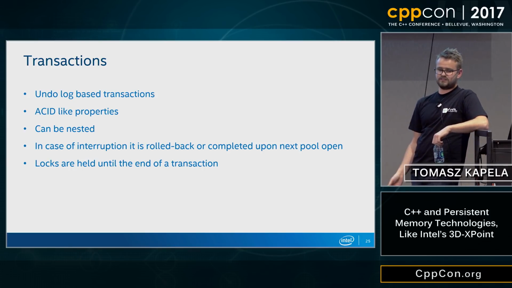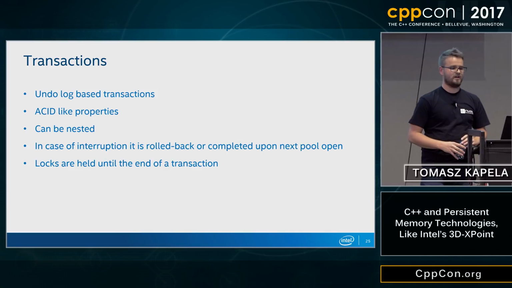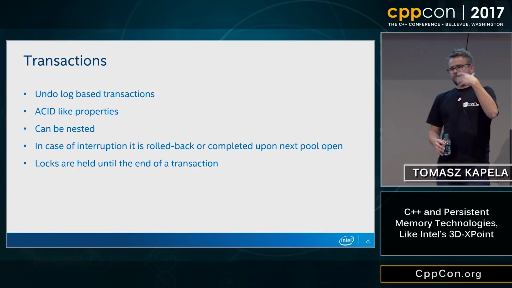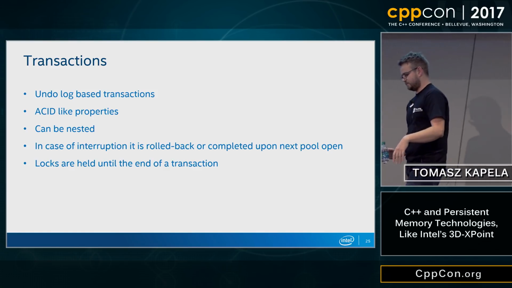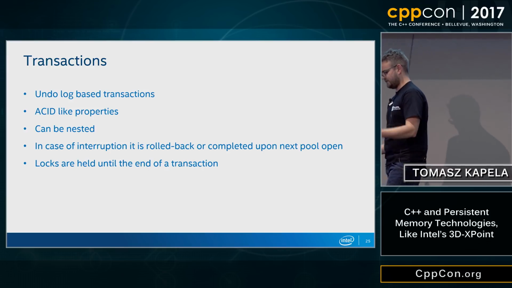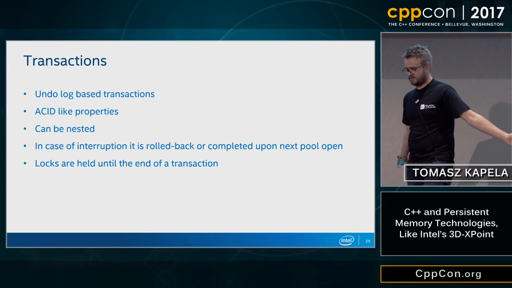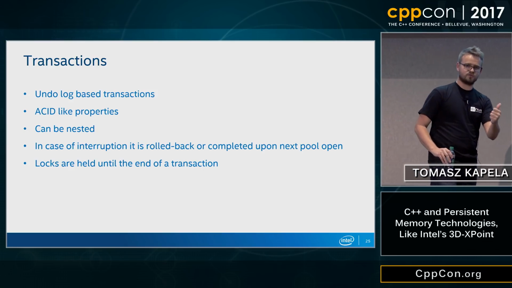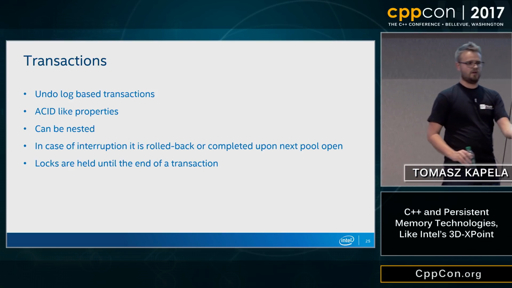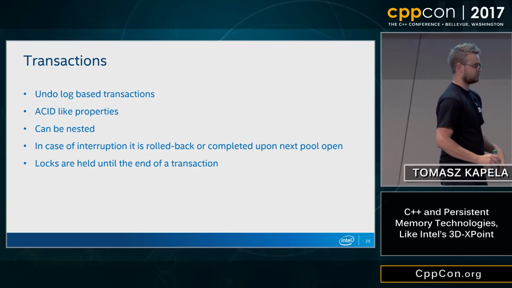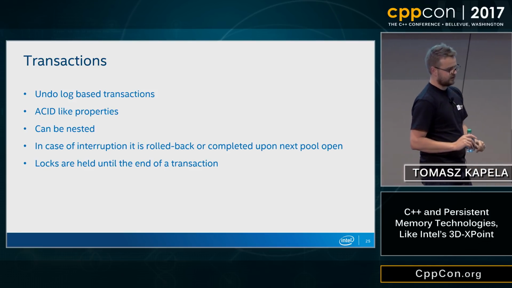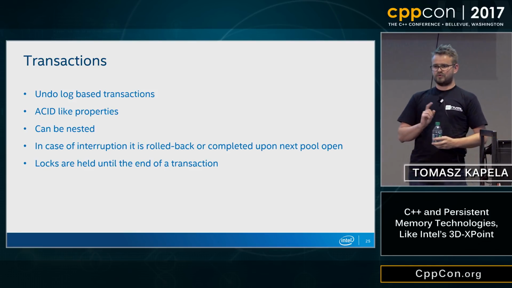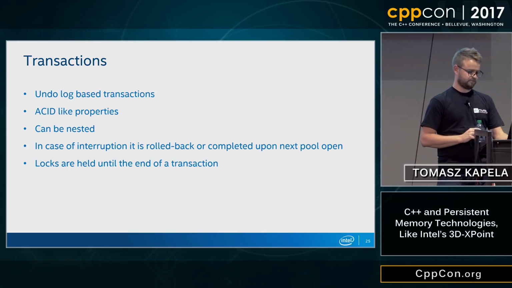Transactions can be nested. That was also a design decision that we made. Since they're undo log based transactions, unless you commit, everything gets rolled back. And the state is pristine, as if you never started a transaction. That includes allocations and deletions of data. And logs are held until the end of the transaction, which is important, and I will get back to that.